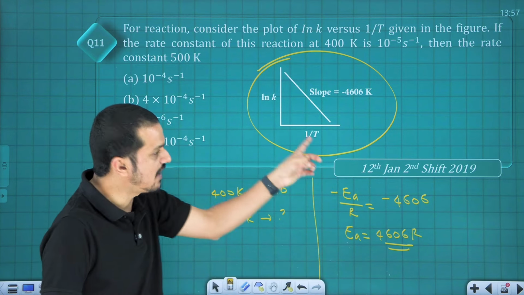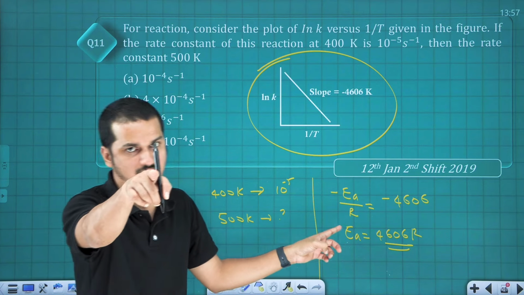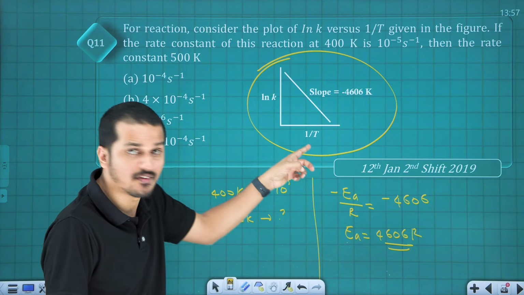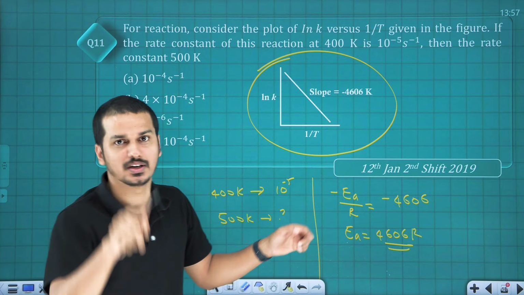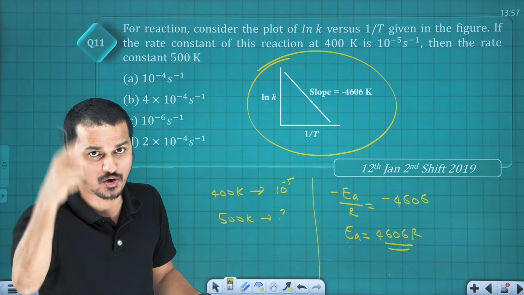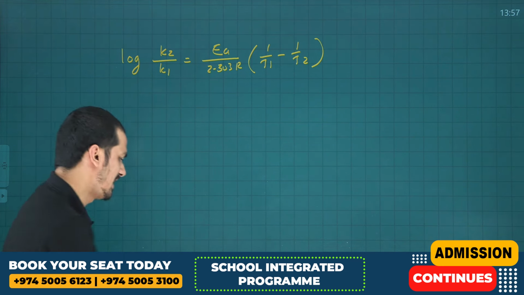If it is a log K versus 1 by T graph, its slope is equal to EA by 2.303 R. Ready? An ln K versus 1 by T graph means EA by R. If it is log, then divide by 2.303 also; you have to remember that. Okay? So anyhow, the EA value I got. Now it's easy, guys.